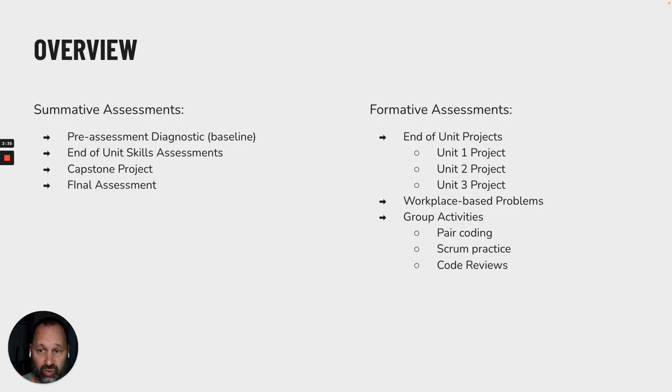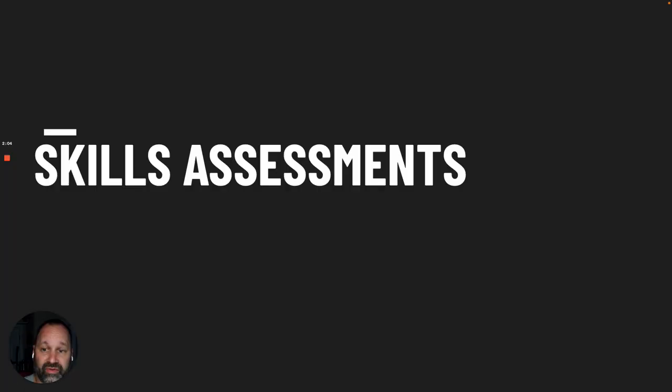The assessments are the most important part of this design. In order for the tracks to work, we needed to have summative and formative assessments that were purposeful to determining what track students should follow by the end of the course. The summative assessments include the pre-assessment diagnostic, giving us a baseline, then the end of unit skills assessments, as well as the capstone project at the end and the final assessment. The formative assessments would include the end of unit project at the end of each of the first 3 units, the workplace-based problems, and then group activities such as pair coding, scrum practice, and code reviews.